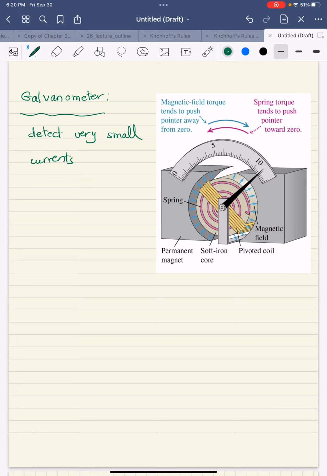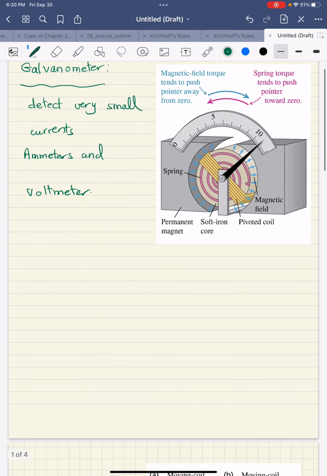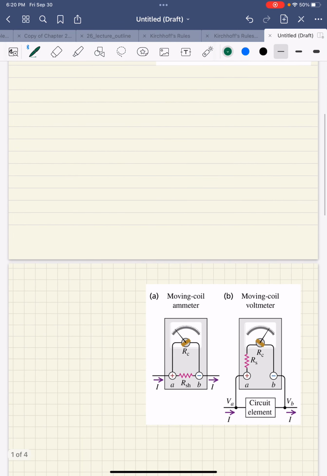Actually, many devices like ammeters and voltmeters have galvanometers inside. We can also convert a galvanometer into a voltmeter. There is an experiment that we can do for that. Now, the second thing I want to talk about is ammeters and voltmeters.